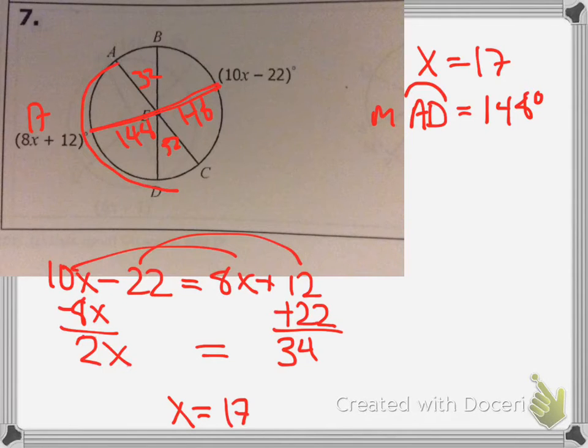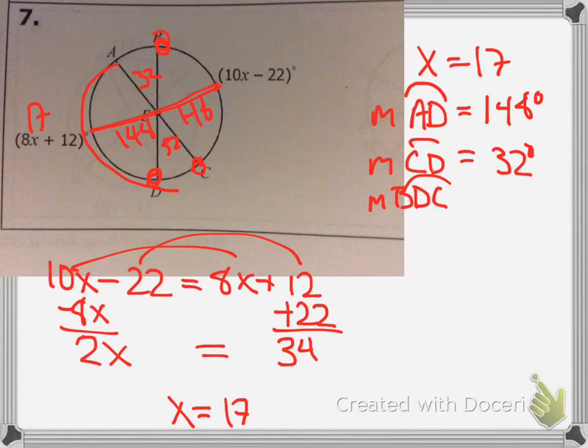So let's say here the measurement of CD is 32 degrees. And then the measurement of BDC, B to D to C, that means all of this right here should be 212 degrees. Okay, remember, you go in order, whichever direction. So if it goes like B to D to C, that's what I had to do. Okay, and again, if y'all have questions, feel free to ask.